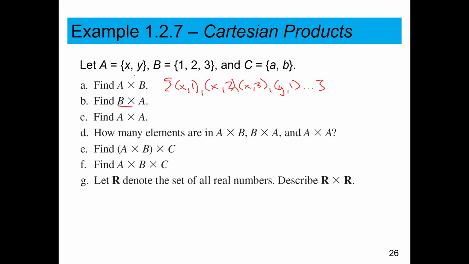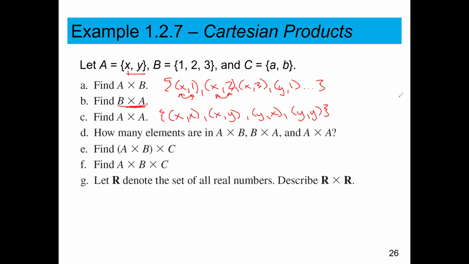If I was to do this, it literally is going to look the same way, except all it is going to do is switch the order of every single one of these ordered pairs. Now, if I do A cross A, in my first spot I'm going to have X, and now I'm going to come back and pick something from this one, so I might as well pick the first one, X, and then I'm going to have X, Y, and then I'm going to have Y, X, and then I'm going to have Y, Y.